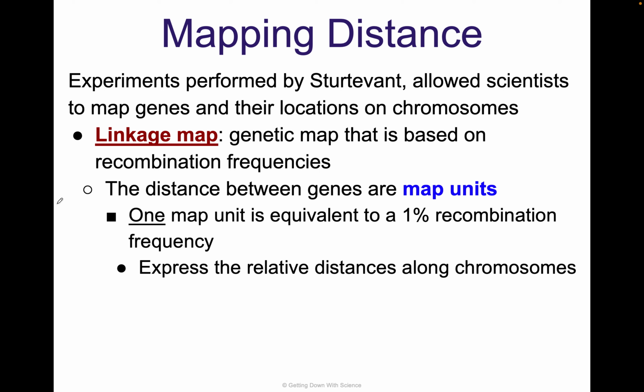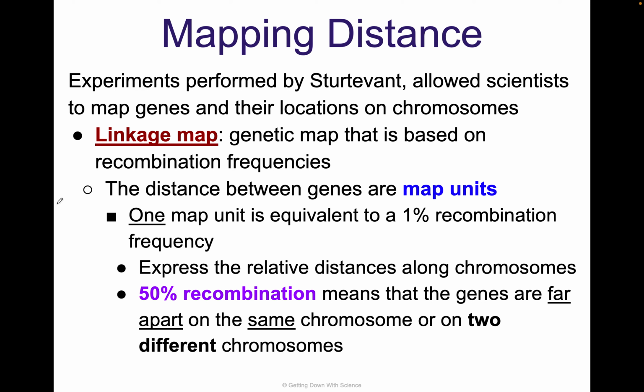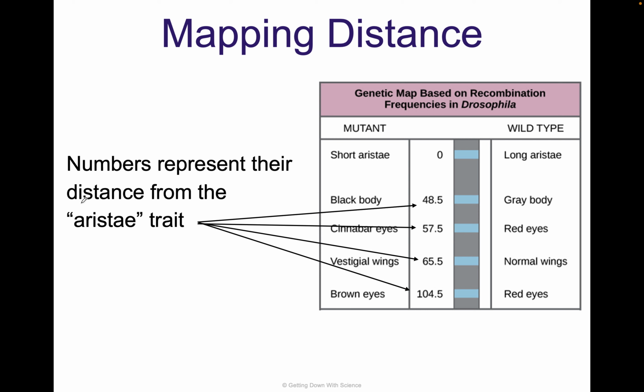So if you see something that is 50 map units, that is a lot closer together to its corresponding gene than, say, 100 map units. 50% recombination means that the genes are far enough apart on the same chromosome, or they are on two different chromosomes. So if we see more than 50% of these traits being recombined into something new, we can pretty confidently say that these genes are far apart on the same chromosome, or they are on two different chromosomes. They are not linked.